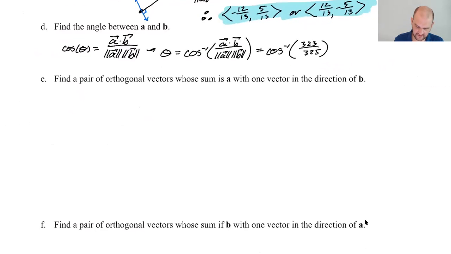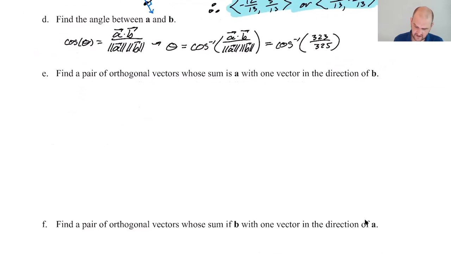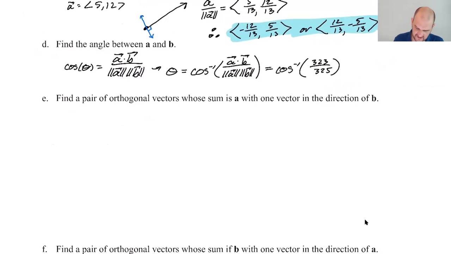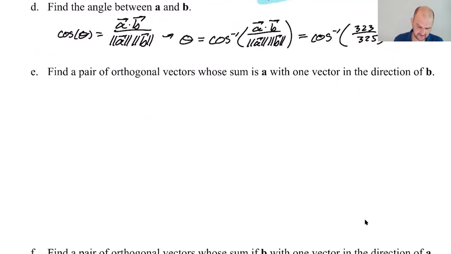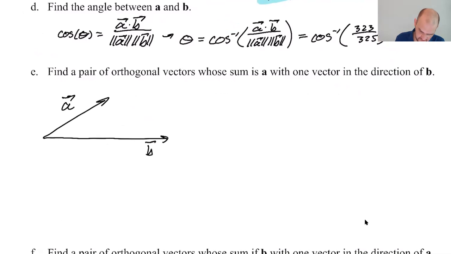Find a pair of orthogonal vectors whose sum is A with one vector in the direction of B. All right, let's set this up so that we can do our thing. You always want to set it up so that it works the way you want it to. Here, they have to sum up to A, so this will be A. And one of them is parallel to B, or in the direction of B, so I'm going to say this is B. I'm going to call them U and V, so I'm looking to find U and then V.